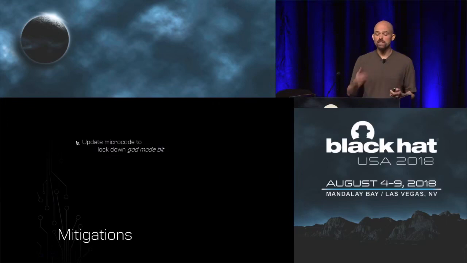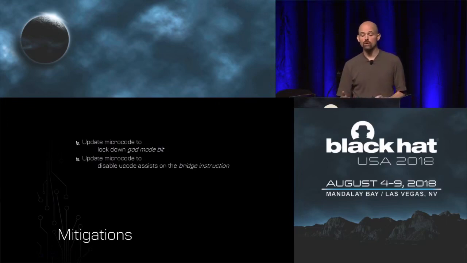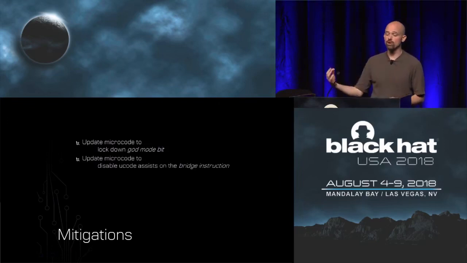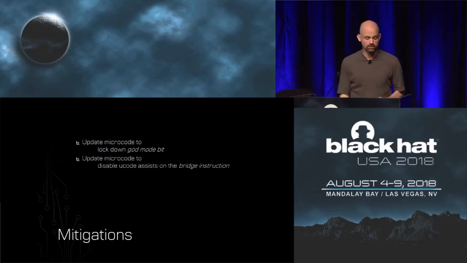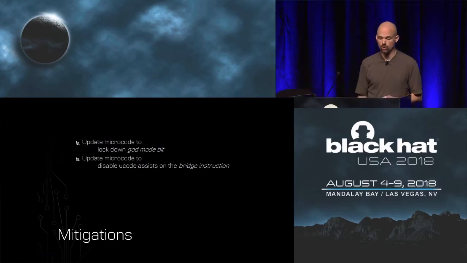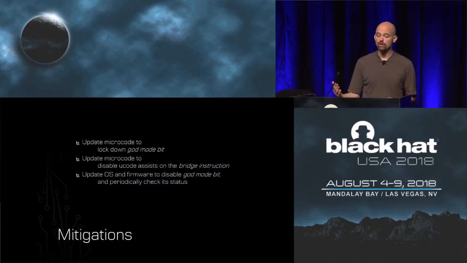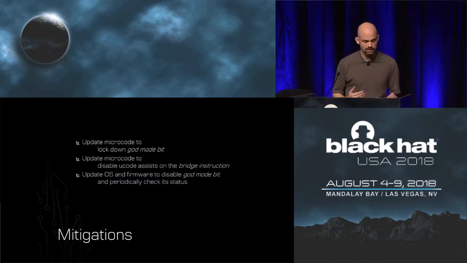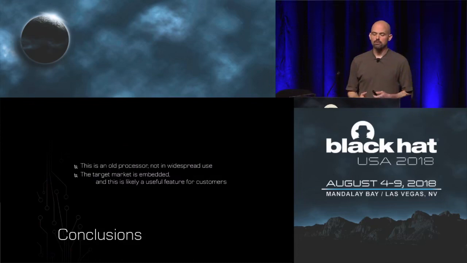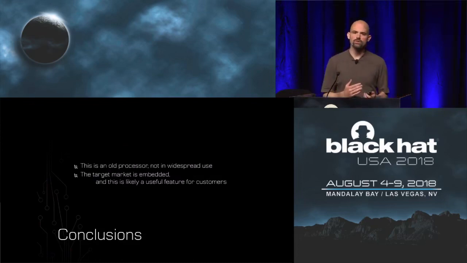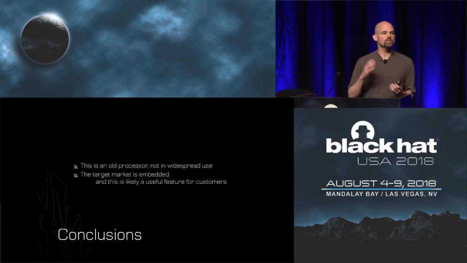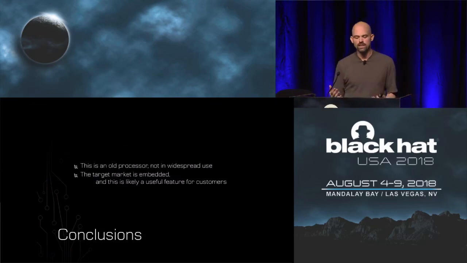So one approach would be to update the microcode to lock down the God mode bit, or we could update microcode to disable the bridge instructions so that we couldn't feed instructions to the deeply embedded core. Alternatively, we could update the OS and firmware to disable that God mode bit and just periodically check its status to make sure it hasn't been enabled. But at the end of the day, this is an old processor. It's not in widespread use, and I don't mean to throw VIA under the bus. I think this was a good idea that just had a flaw in its implementation.